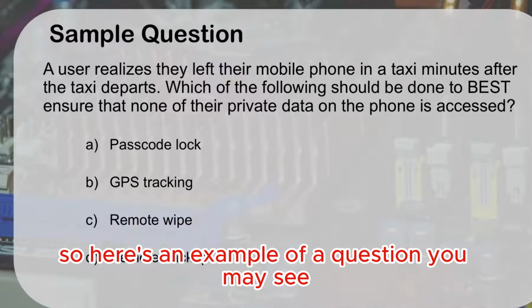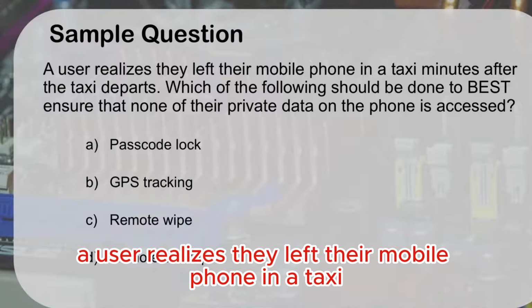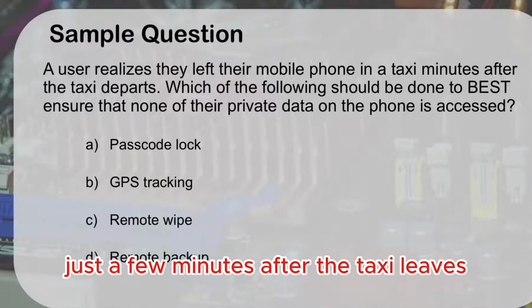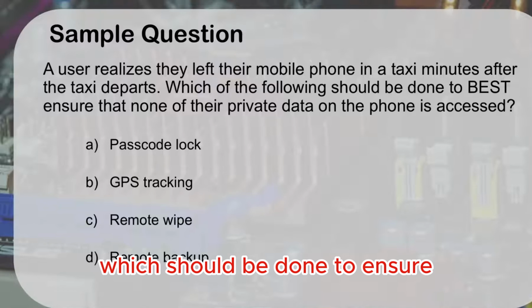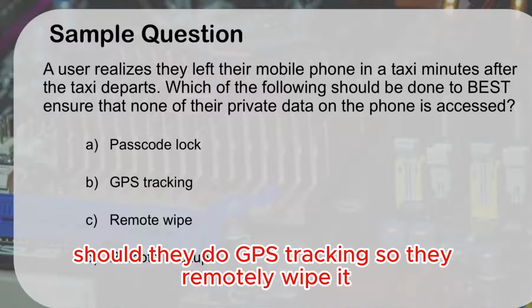So here's an example of a question you may see. I think I talked about this earlier, right? A user realizes they left their mobile phone in a taxi just a few minutes after the taxi leaves. Which should be done to ensure that none of their private data on the phone is accessed? Should they have a passcode lock? Should they do GPS tracking? Should they remotely wipe it or do a remote backup?